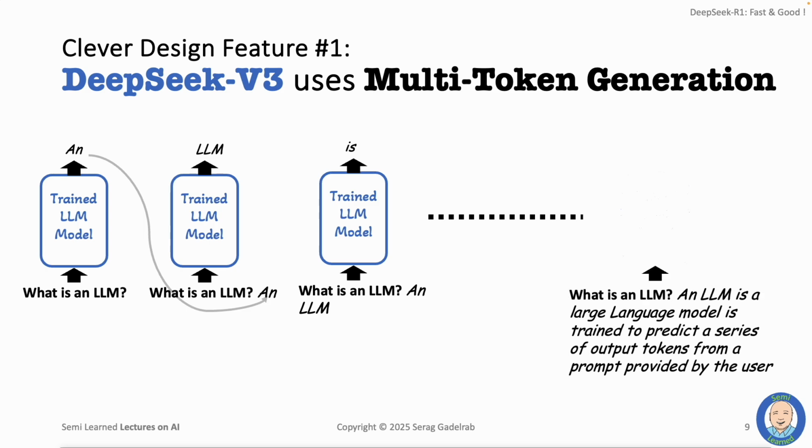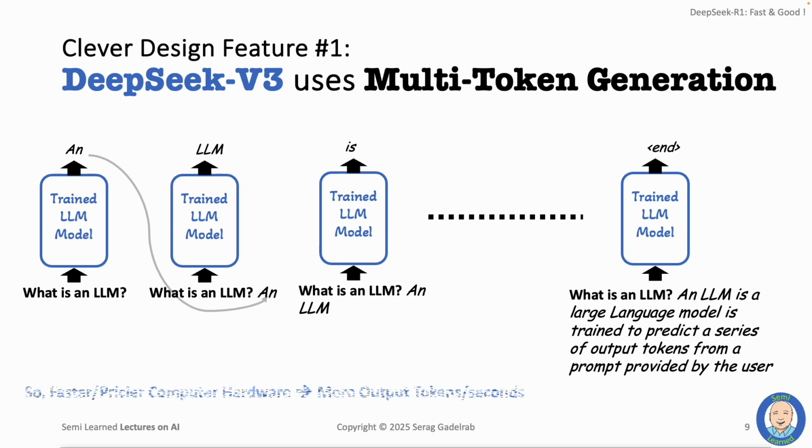This process continues until the last token is generated, when the model outputs a special end token indicating it has finished responding. The number of times that a computer can run a model every second is the number of output tokens that is generated per second. And so folks have been using faster, more expensive computers so that they can get more tokens per second and therefore faster completed answers.